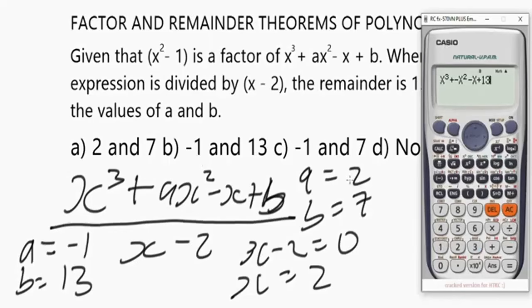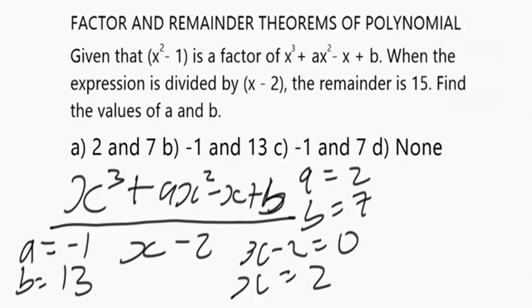Right now let's press equal and see if we're going to have an output of 15 as the remainder. Okay, 15, so correct. The right option is option B. So this is basically how you can deal with this tricky problem involving long division of polynomials. Hope you learned something interesting from this video.